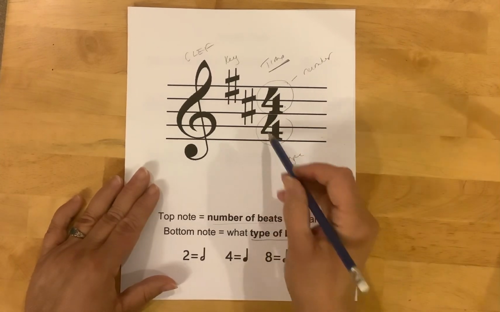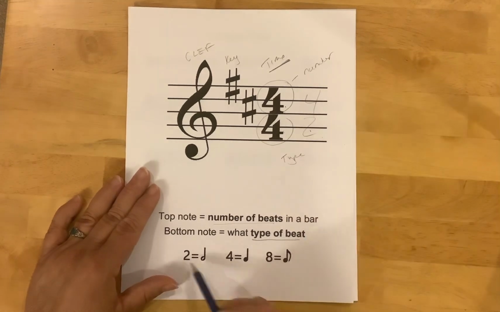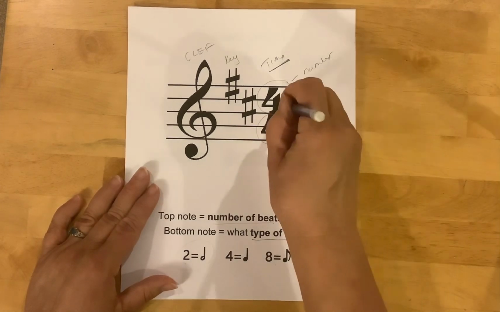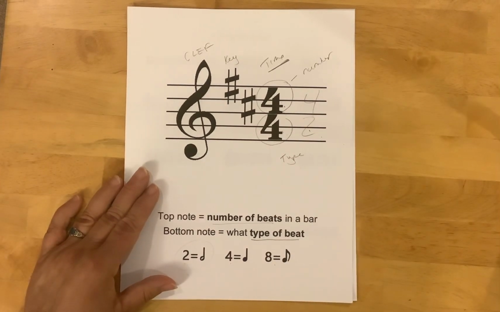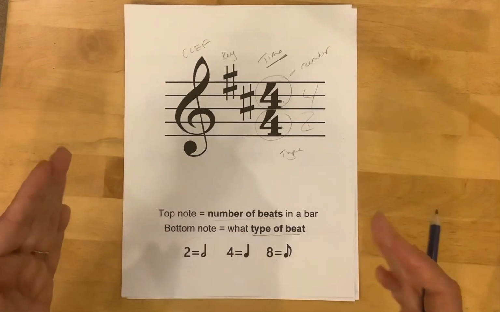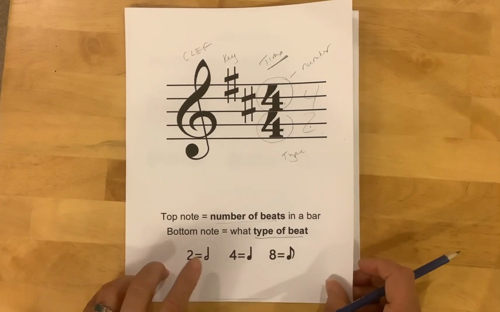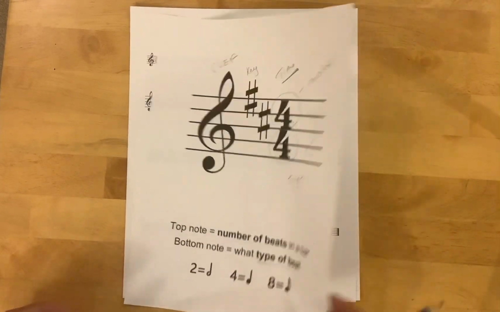If the bottom note had been 2, like 4/2, that would have been 4 half note beats in a bar, and the bottom note can be 8. It could be 4 eighth note beats in a bar. Top note, how many? Bottom note, what kind? Yes, I know there are 16th note beats too, but I'm only doing the most basic ones in this video. So right now, for our purposes, our bottom note is going to be 2 for a half note, 4 for a quarter note, or 8 for an eighth note.